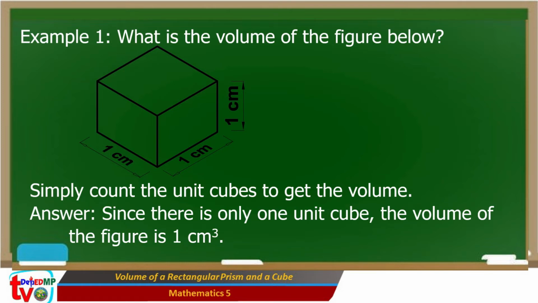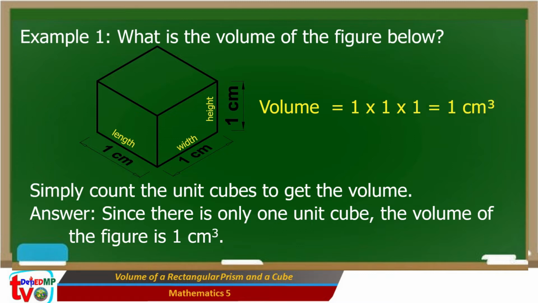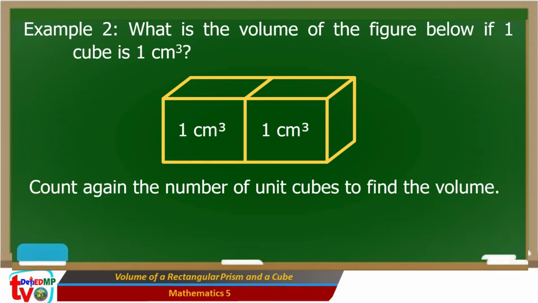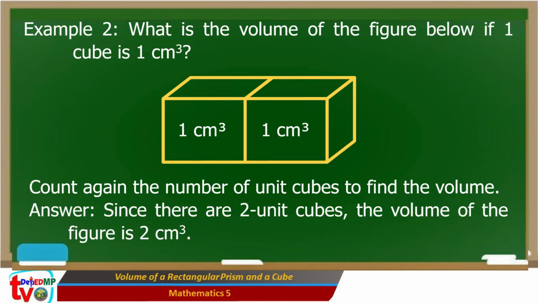Answer: since there is only 1 unit cube, the volume of the figure is 1 cubic centimeter, or the length times the width times the height. 1 times 1 times 1 equals 1 cubic centimeter. Example 2. What is the volume of the figure below if 1 cube is 1 cubic centimeter? Count again the number of unit cubes to find the volume. Answer: since there are 2 unit cubes, the volume of the figure is 2 cubic centimeters.